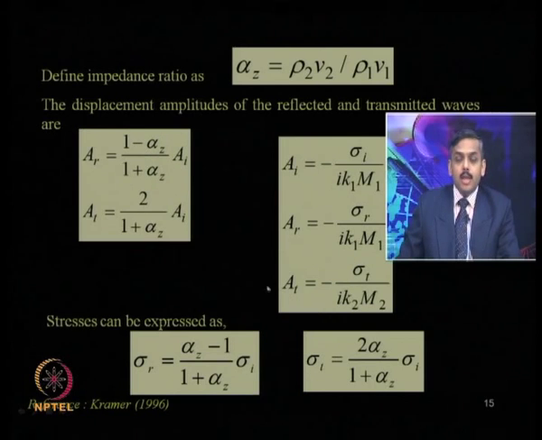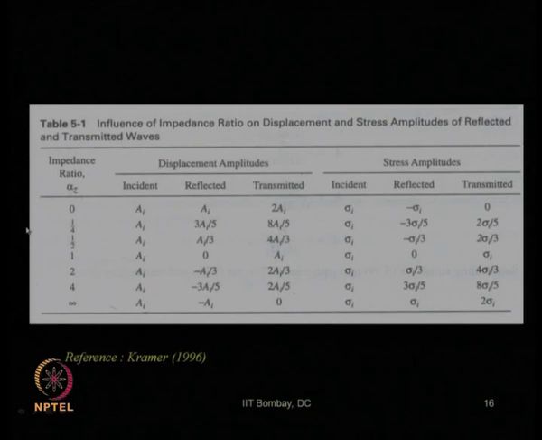So, what does it mean? If we know the stress amplitude of the incident wave of any particular earthquake, and if we know the material properties of two different layers of media, we can easily estimate all other parameters. Can you see? The only parameter we should know is this sigma I. If sigma I is known, you can compute A I from sigma I. Once you know A I, you will get A R and A T. Once you know sigma I, you will get sigma R and sigma T. Clear?